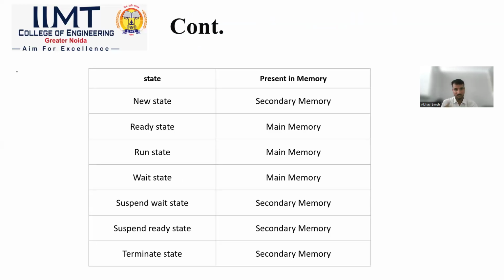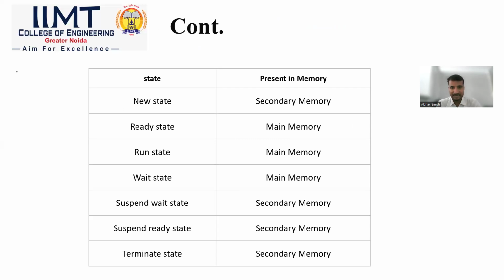Next, these are the states. New state, present in secondary memory. Ready state, present in main memory. Running state, present in main memory. Waiting state, present in main memory. Suspend wait, suspend ready, and terminate state are present in the secondary memory.